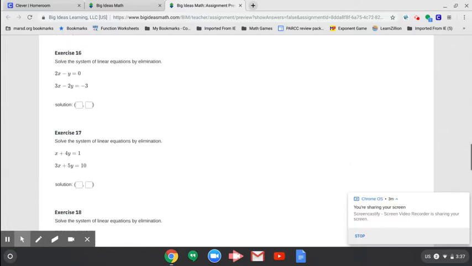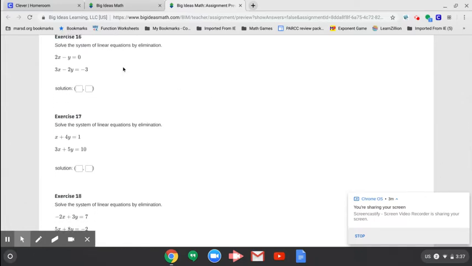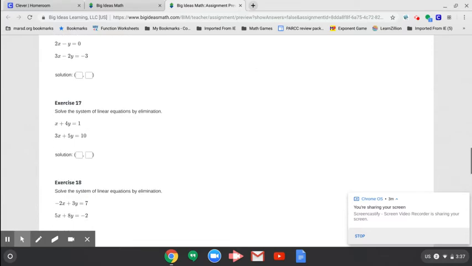Okay. Now, once you get to 16, you're going to have to start multiplying first. So you want to make opposites so that you can easily add. So here you have the negative y. You can turn that into a positive 2y if you multiply this whole equation by negative 2. So what you want to do is put parentheses around this whole equation. You're going to multiply all 3 terms by negative 2, and then you're going to be able to add and eliminate the y's. And you're going to solve for x.